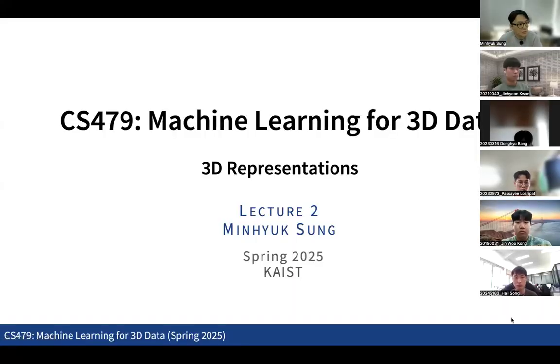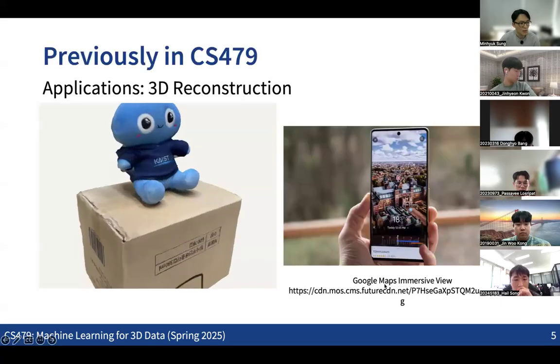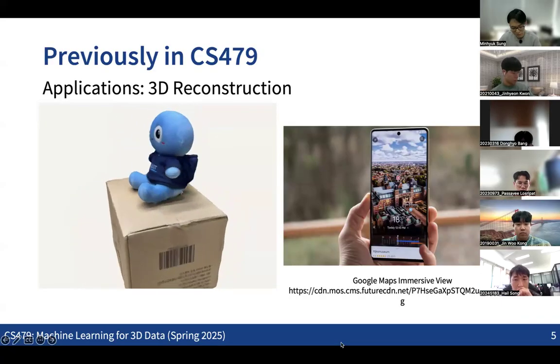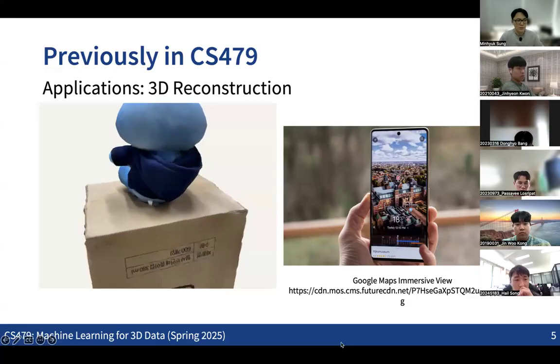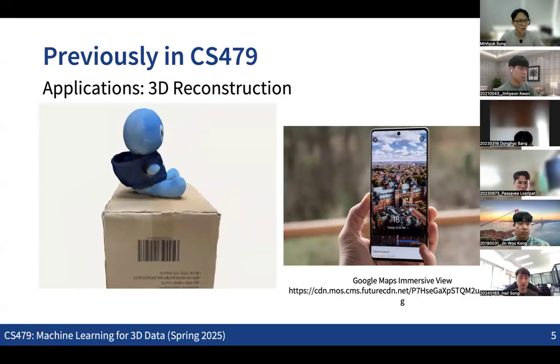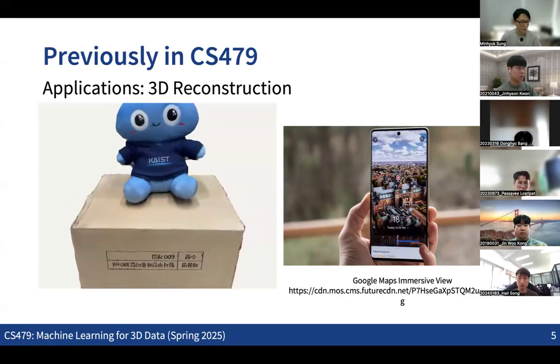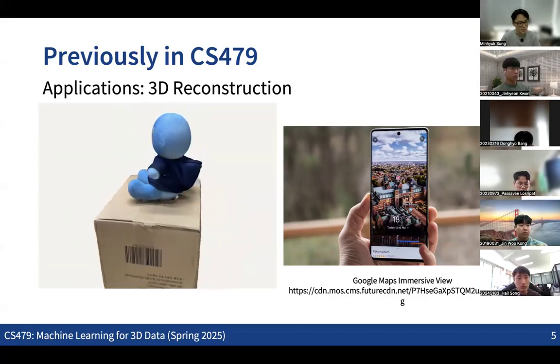Okay, so let's get started with the second lecture for machine learning for 3D data. So last time in our introduction, we briefly discussed some of the applications of 3D data. We could basically classify all the applications into three or four categories, while there are also many other applications as well.